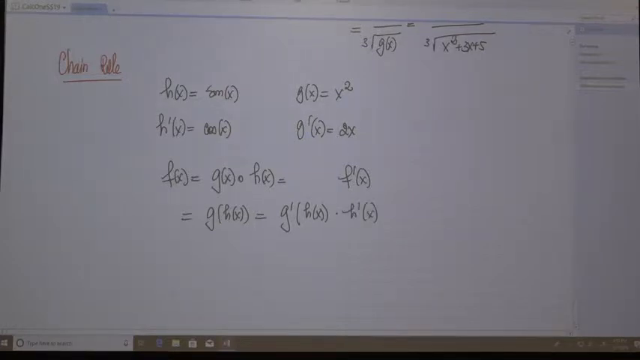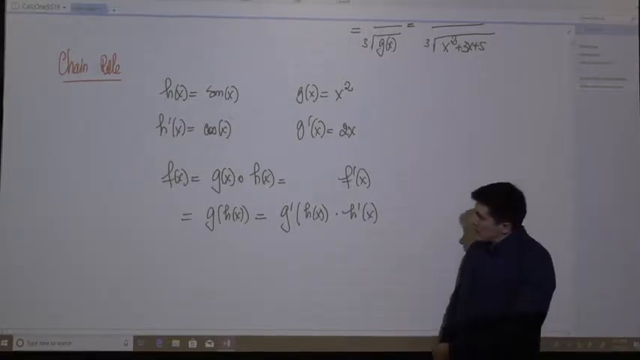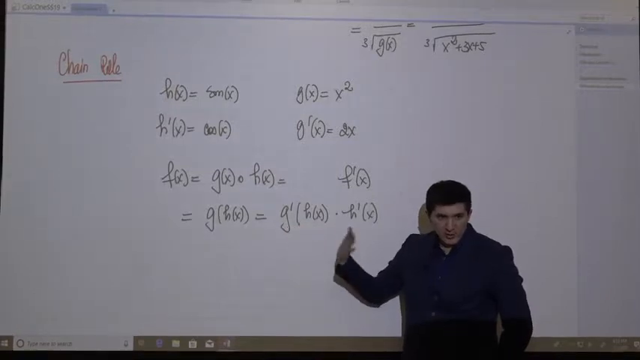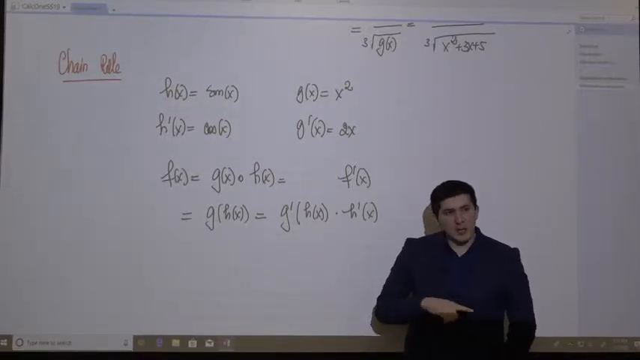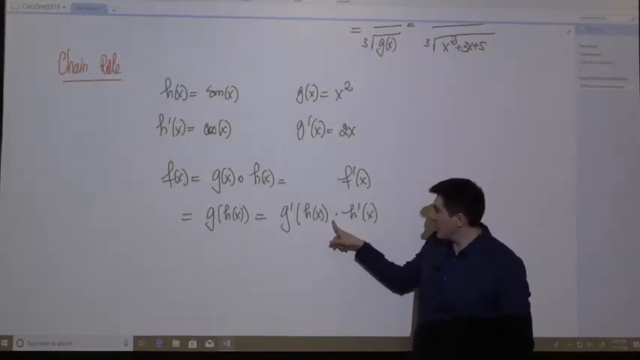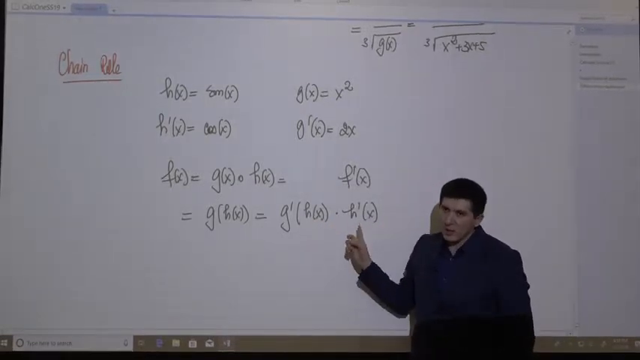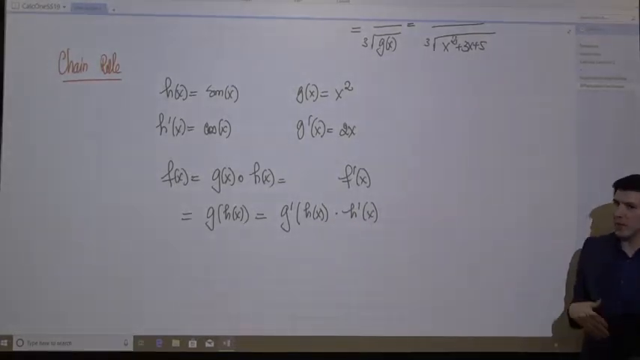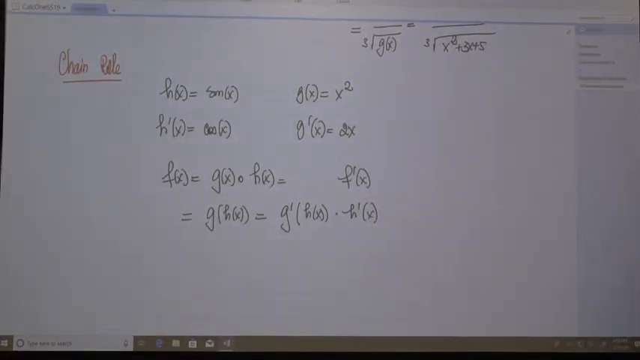Okay, this is what it means. What you need to do is find the derivative of g first in terms of x, then substitute x with h of x, then multiply this by the derivative of h. So today we will do a couple of examples. We will not do the proof of the chain rule, but we can explain it with an intuitive proof.